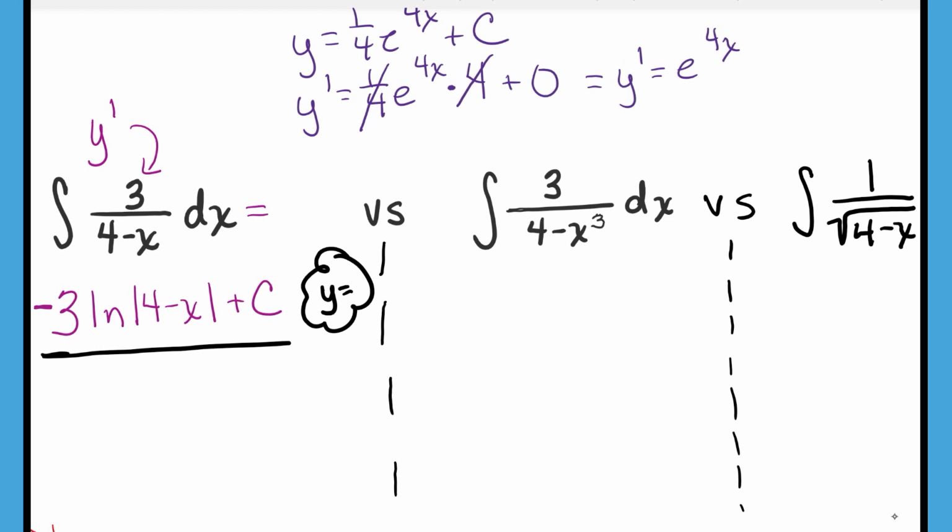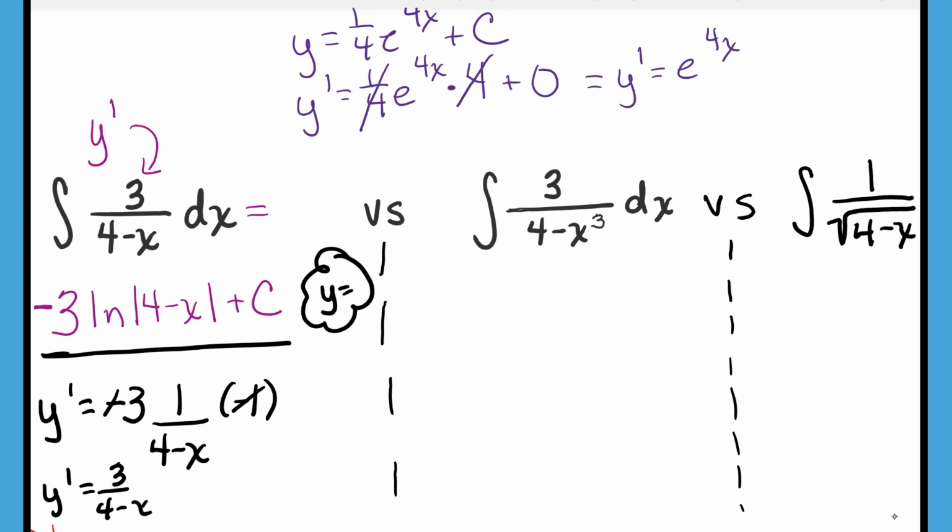That is y. So if I take the derivative of this, I get -3, 1 over 4 minus x times -1. And is that the original problem I started with? See how your negatives are going to cancel, and you end up with 3 over 4 minus x. Yes. So what's so great, if you think you know what the antiderivative is, if you take its derivative, if you don't end up with the problem you started with, then you haven't done it correctly.